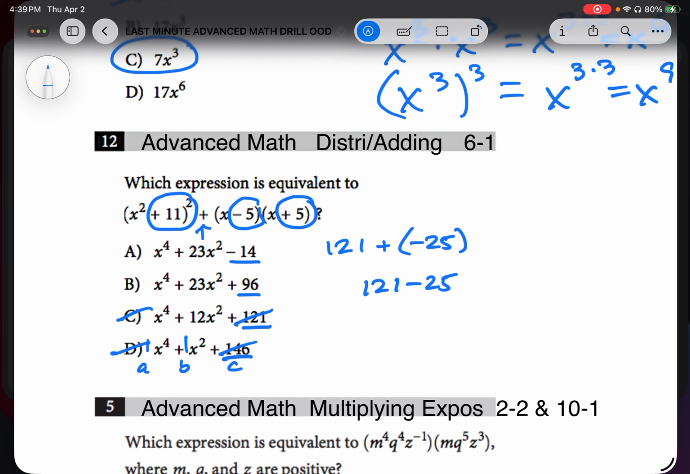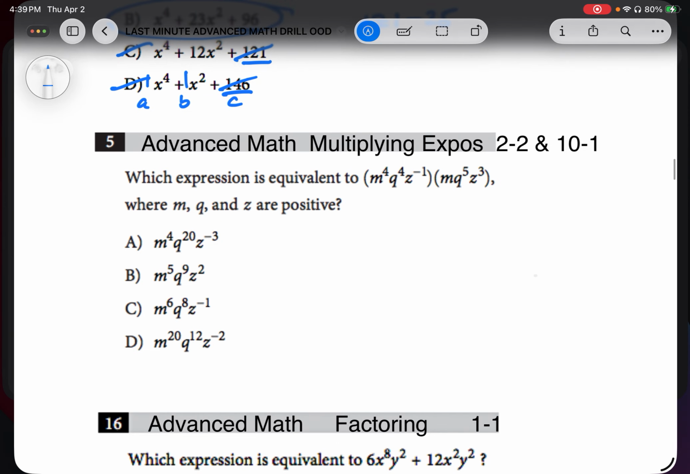It can't be 146 because it's too big. And it's not going to be as small as a negative 14. It ain't going to drop that much. So B must be your answer without a calculator. Now, if you wanted to distribute everything all the way across, if you feel much more comfortable with that, no big deal. This is a medium level question.